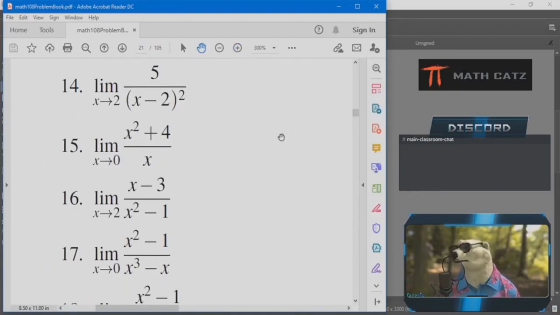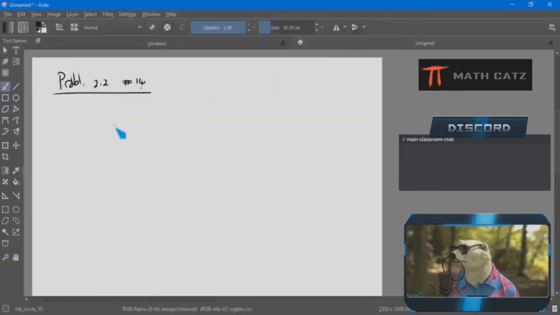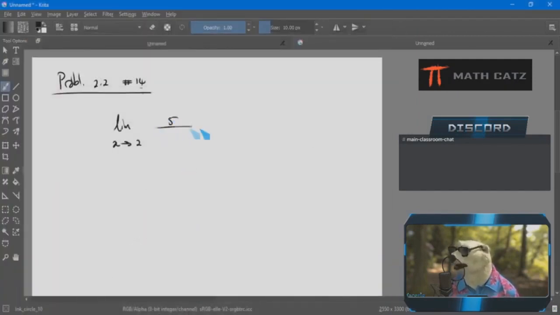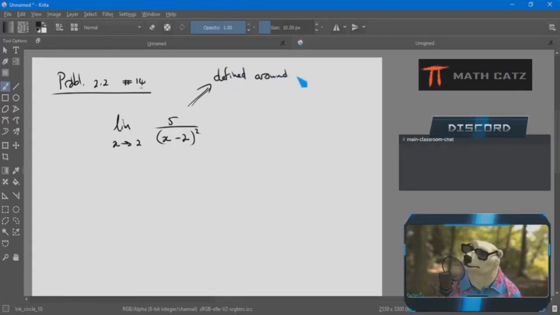Very similar function. Limit, x now goes to 2. X approaches 2. I already forgot the function: 5 over (x minus 2) squared. So the first thing I should check, I want to get into the habit, though rarely it's an issue: is this function defined around x equal to 2?